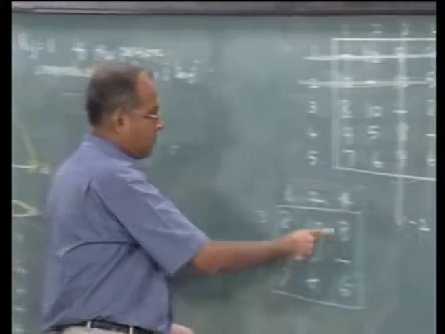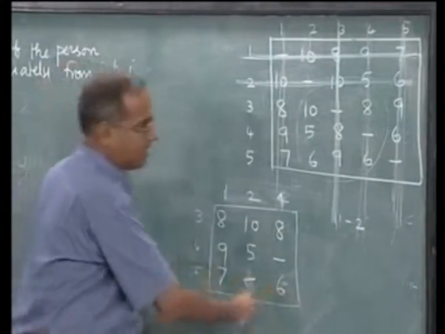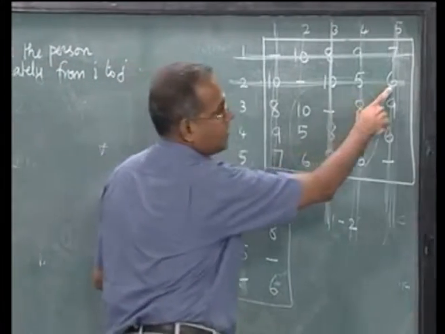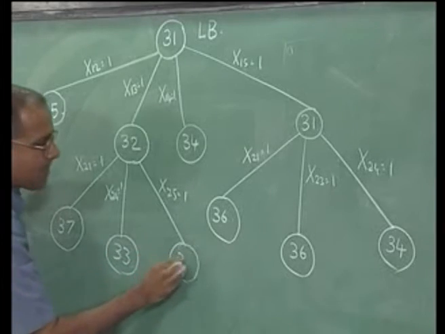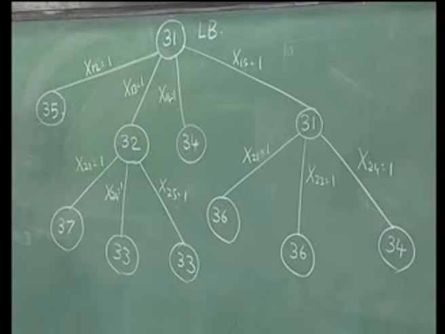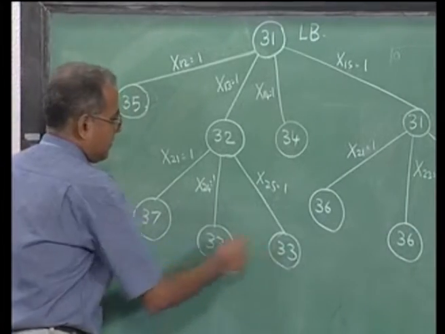Now, take the row minimum. 8 plus 5 is 13, plus 6 is 19, 19 plus 6 is 25, 25 plus 8 is 33. Now, out of these values I will again try to find out whichever is the smallest and I branch from there. So, I could branch from either this or from this.